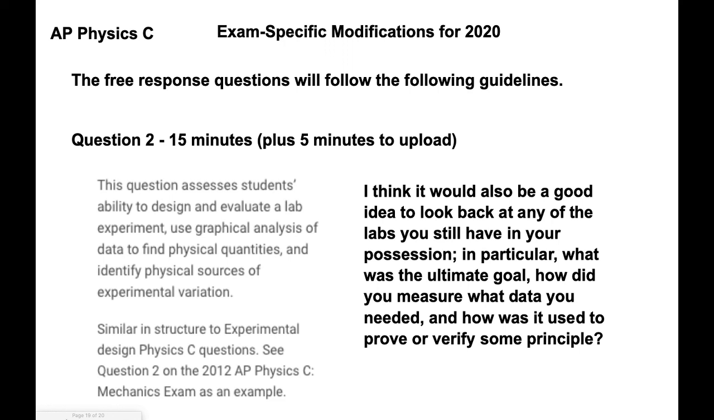All right. So that's going to be it. Those are the modifications for this year's exam. We're going to get some practice at experimental design, and we'll keep moving on.